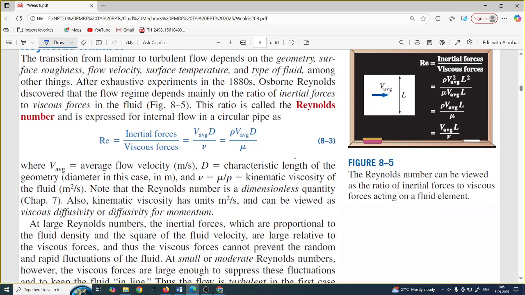And Reynolds number, what is Reynolds number? It is the ratio of inertia force divided by viscous force, and the expression is rho v d by mu. D here is your characteristic length. In case of the pipe flow, generally we consider the characteristic length to be d, the diameter of the pipe.